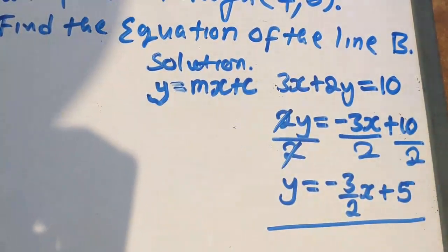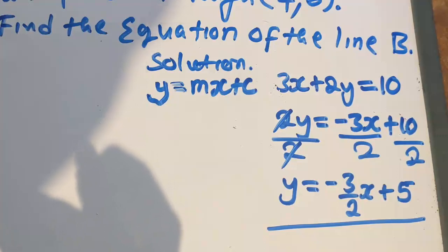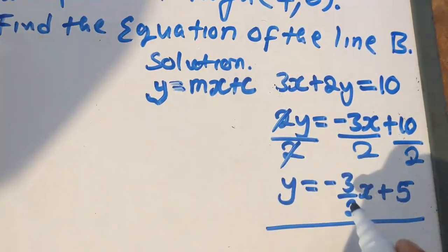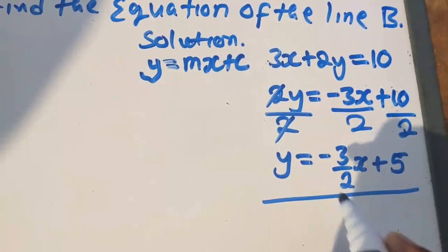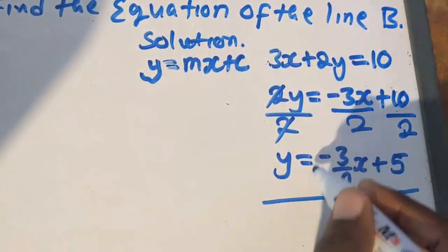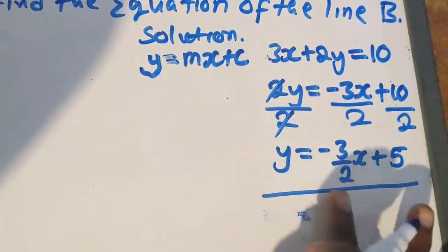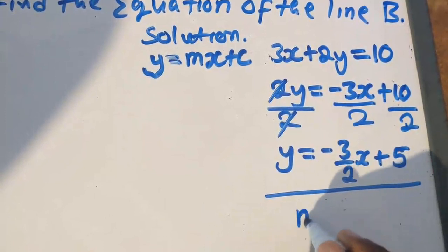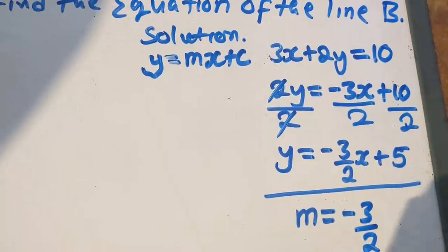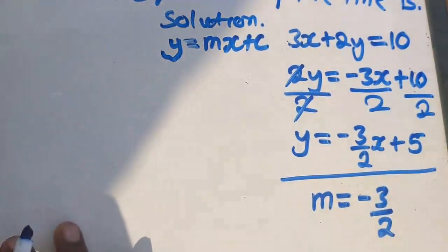So the gradient of the equation of the line is the number attached to letter x, when the equation is in standard form. So what is that number which is attached to letter x? The number attached to letter x is negative 3 over 2. So that is the gradient. Gradient is denoted by letter m. This you should know. So m is equal to negative 3 over 2. That is the gradient.